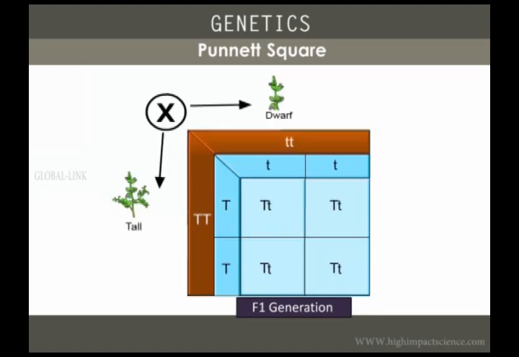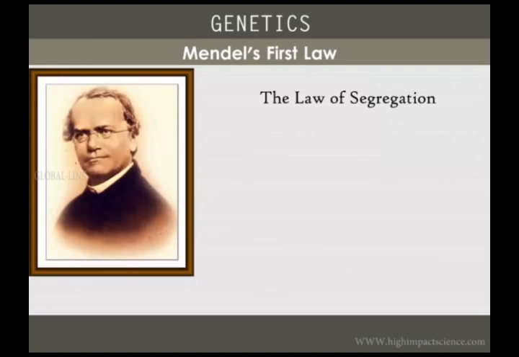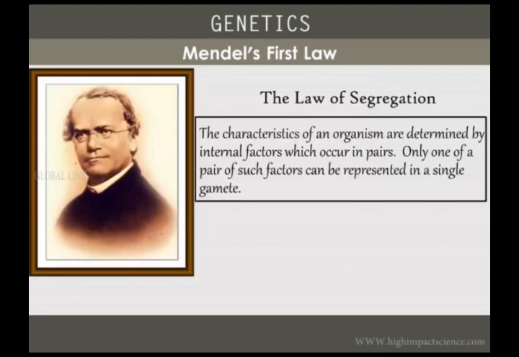The monohybrid crosses are based on Mendel's first law, which states that the characteristics of an organism are determined by internal factors that occur in pairs. Only one of a pair of such factors can be represented in a single gamete. It is now known that these factors are actually genes, and that the process that produces gametes is meiosis.